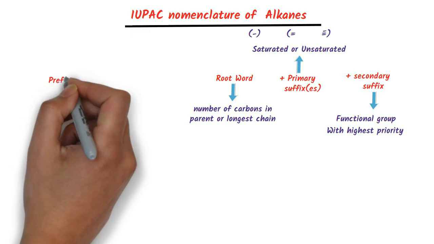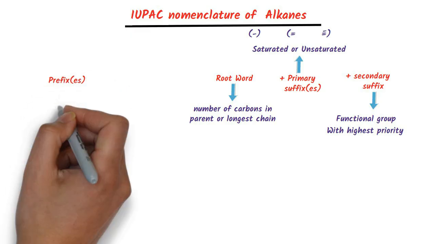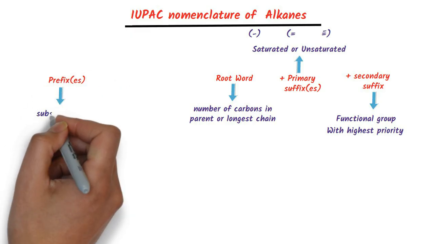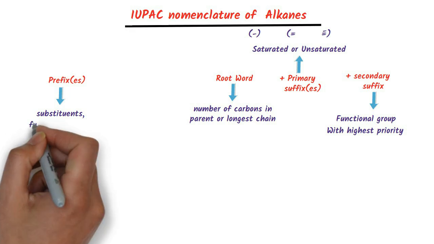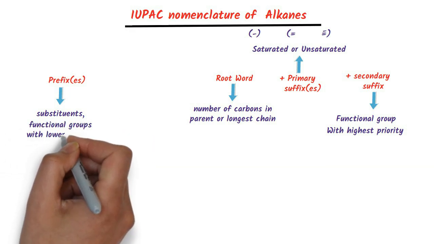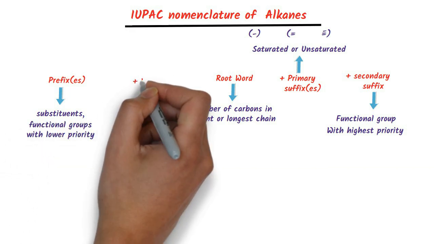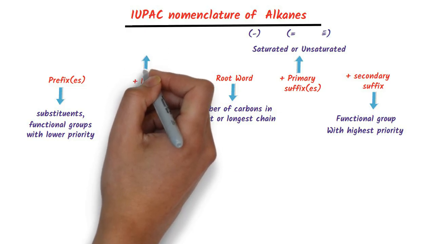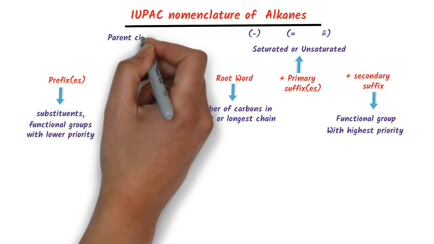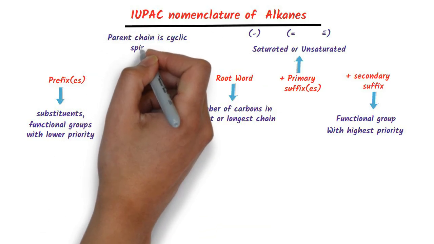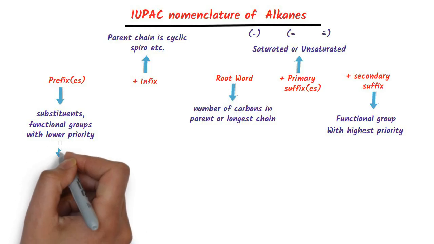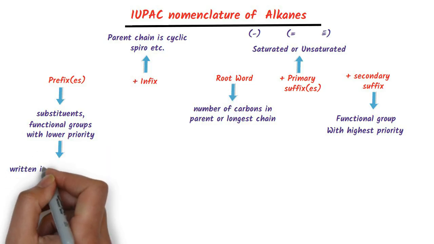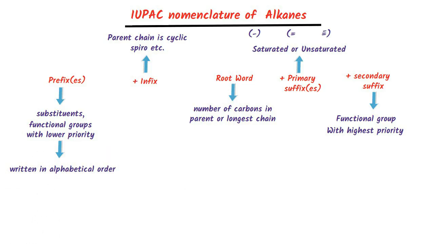The root word may have a prefix or prefixes prior to it. The prefix indicates the substituent or functional groups with lower priority. In between root word and prefix, sometimes the name has infix, which indicates whether the parent chain is cyclic or spiro in nature. And these substituents are written in alphabetical order.